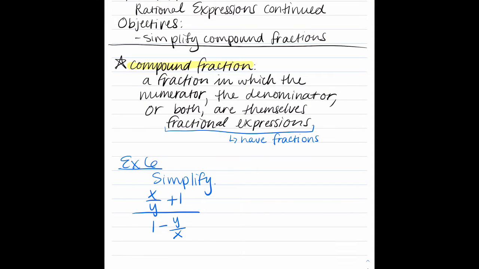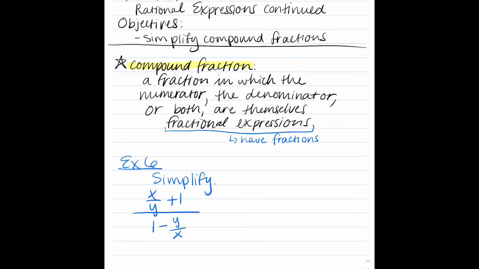All right, these are 1.4 part 2 notes, rational expressions continued. The objective today is to simplify compound fractions, and our definition for today is a compound fraction, which is a fraction in which the numerator, the denominator, or both are themselves fractional expressions, aka they have fractions within them. So it's fractions within fractions, that makes it a compound fraction.